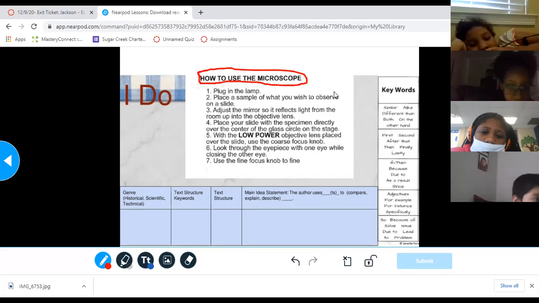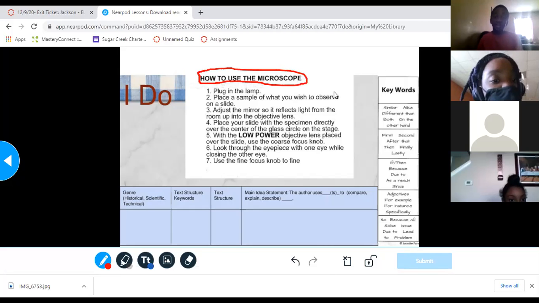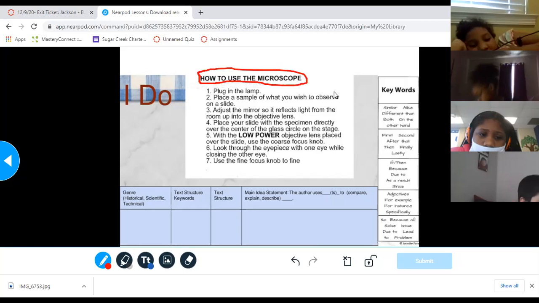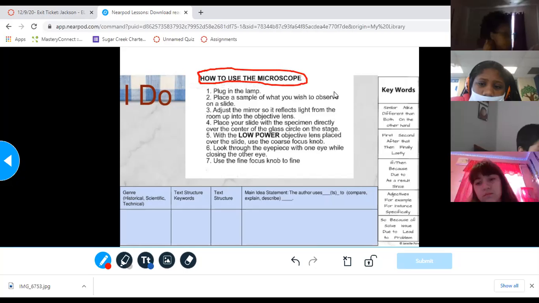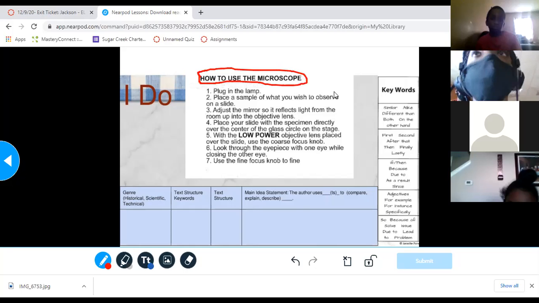3, adjust the mirror so it reflects light from the room up into the objective lens. 4, place your slide with the specimen directly over the center of the glass circle on the stage. 5, with the low power objective lens placed over the slide, use the coarse focus knob. 6, look through the eyepiece with one eye while closing the other eye. 7, use the fine focus knob to find.